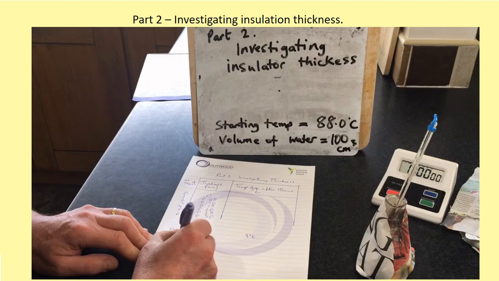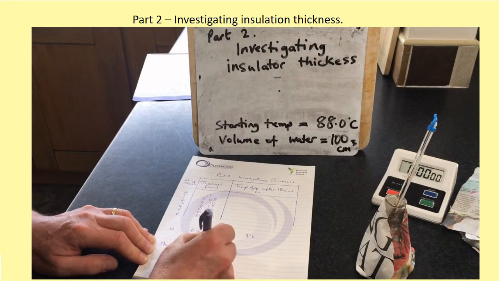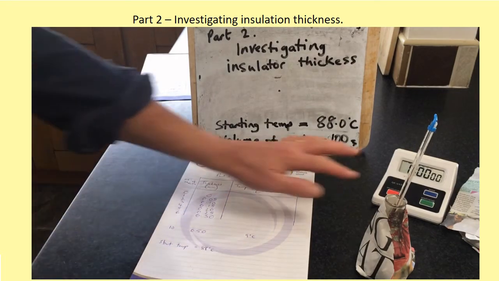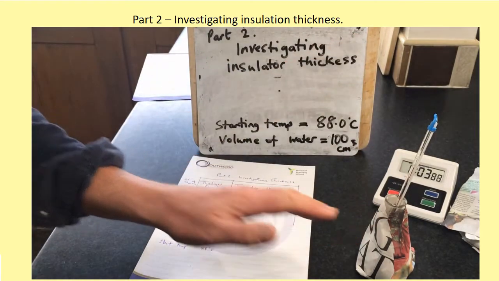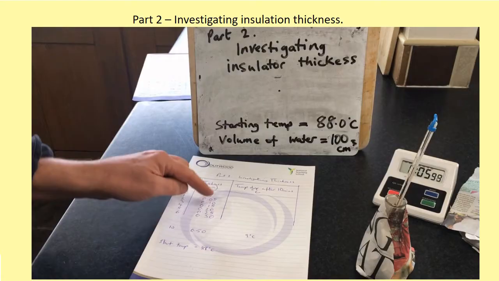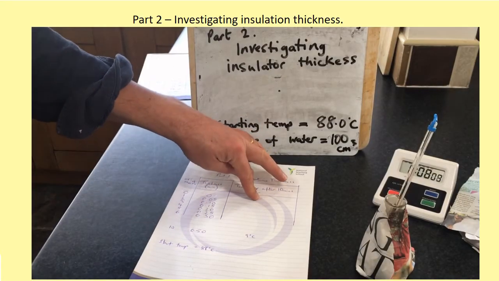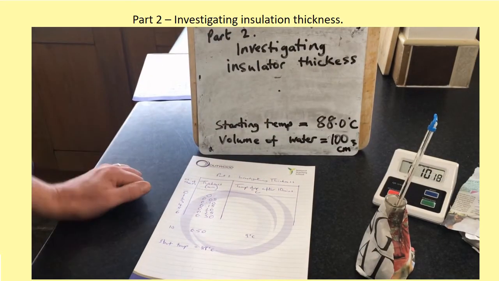Start temperature equals 88 degrees C, just in case I forget. So I'm going to start that now. Then after 10 minutes, I'm going to record the temperature that it's dropped to and just write down the temperature drop. So it might drop, say, 20 degrees.